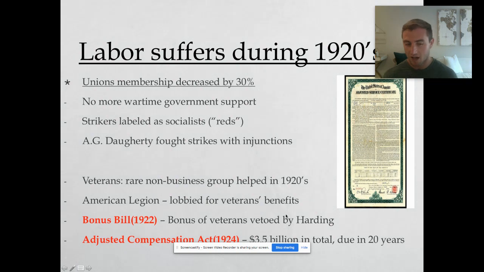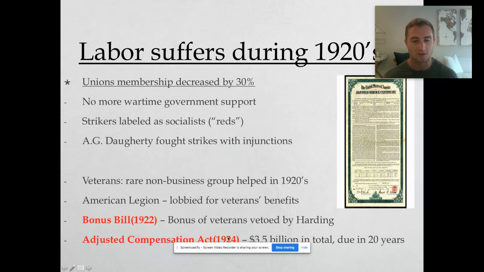And so the bonus bill is projected as a possibility of passing, but Harding is going to veto this. And then the Adjusted Compensation Act is going to be proposed. Then Coolidge is going to attempt to veto it, but Congress overrides his veto. And so veterans are going to be owed $3.5 billion in total, but it's due in 20 years.